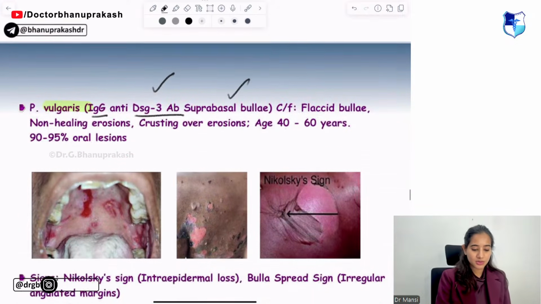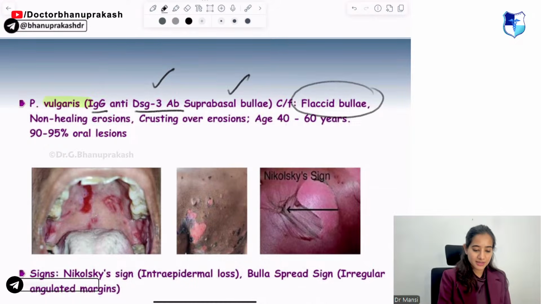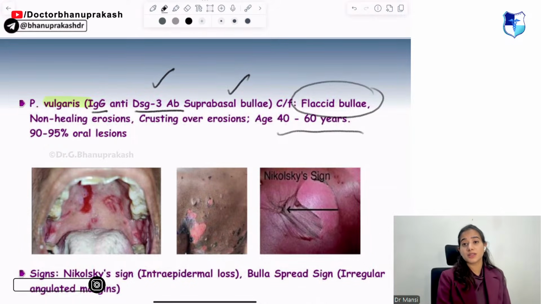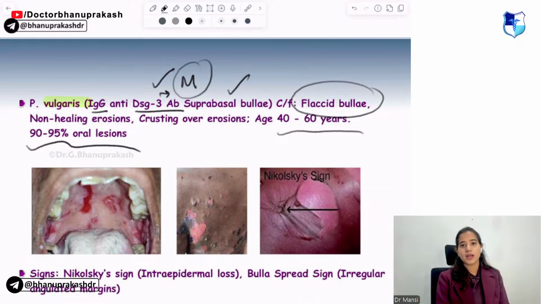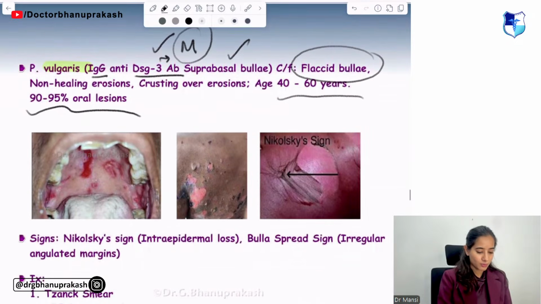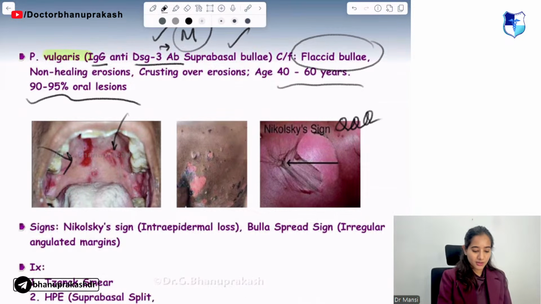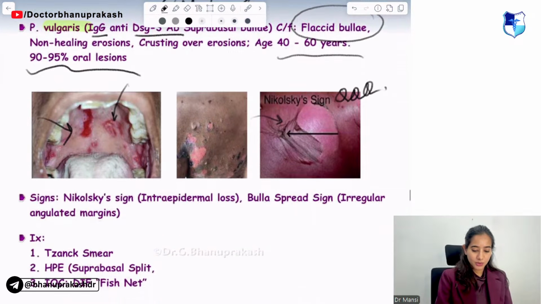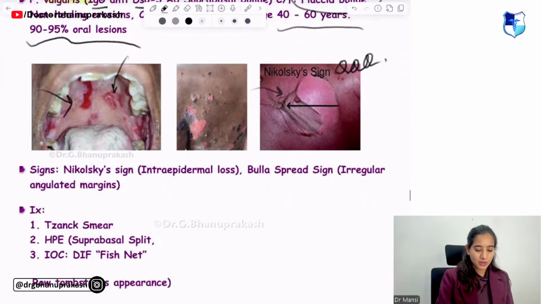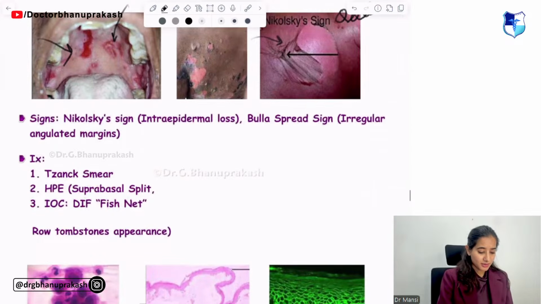So this is a suprabasal bulla. It is a flaccid bulla, and the age of presentation will be 40 to 60 years almost. As I said, 3 is for mucosal involvement, so there will be 90 to 95% of patients with oral lesions in the pemphigus vulgaris group of disorders. As you can see, it has the Nikolsky sign. When you put pressure on the bulla, it splits like that. I'm just taking the important points here.